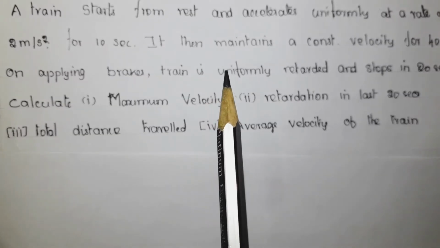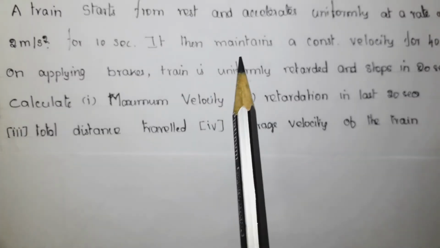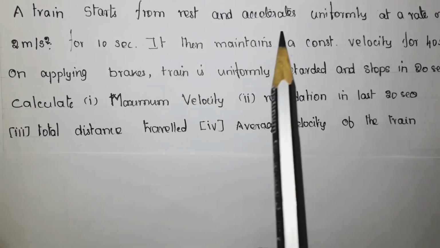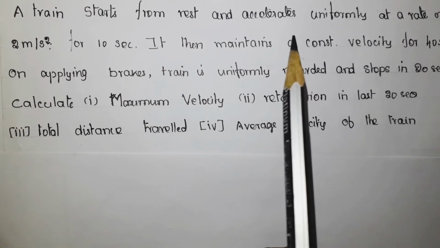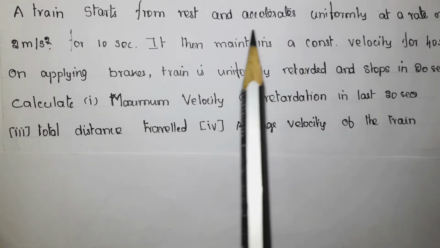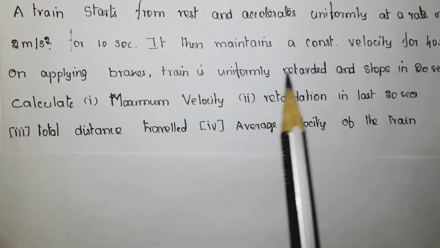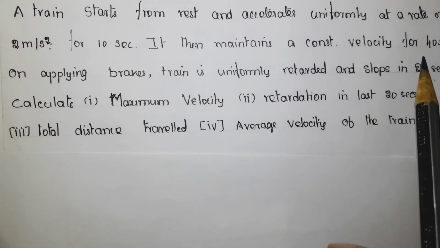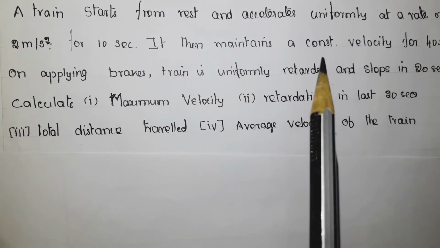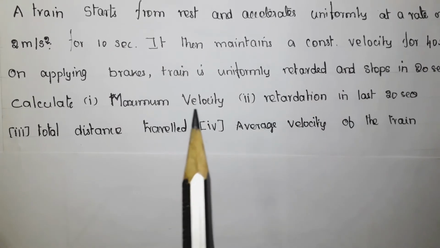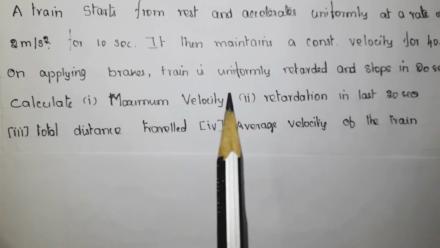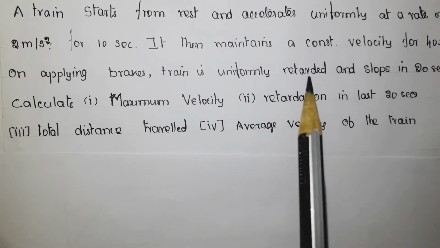There are three types of motion in sequence. First one is uniform acceleration, where a equal to constant, and that motion starts from rest. That exists for 10 seconds. After that, there is a constant velocity for 40 seconds. Constant velocity, note that one. After that constant velocity, there is a uniform retardation.